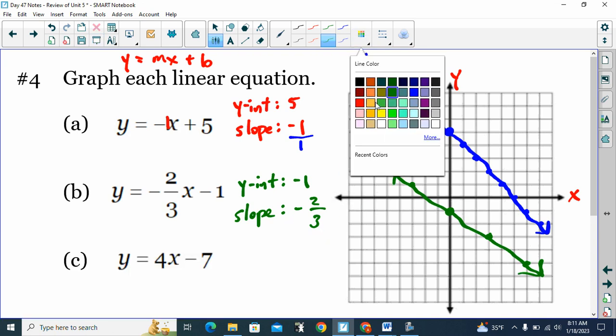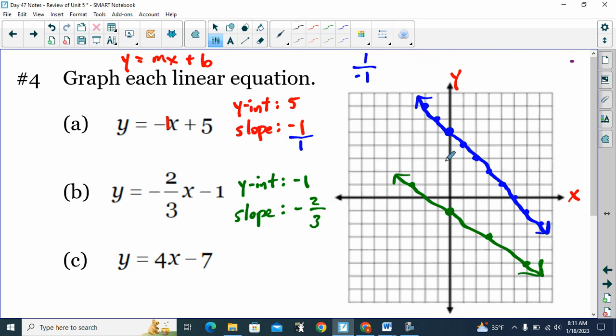And part C says y equals 4x minus 7. My y-intercept is -7, and my slope is 4.